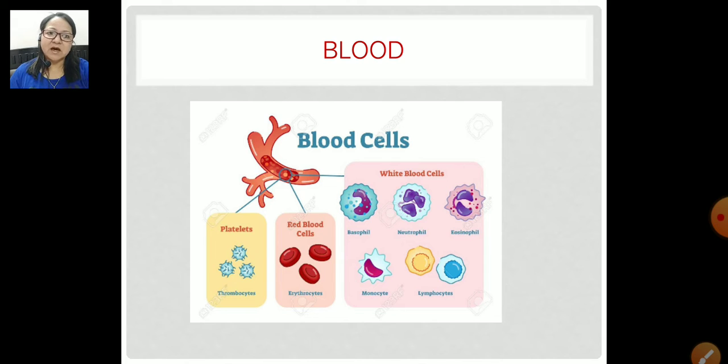The third type of cells are platelets. They are also called thrombocytes and they help in blood clotting at the time of injury to minimize the blood loss. So blood is performing a lot of functions. It distributes the nutrients and hormones. It also collects the waste products from each and every cell and brings them to the removal point.